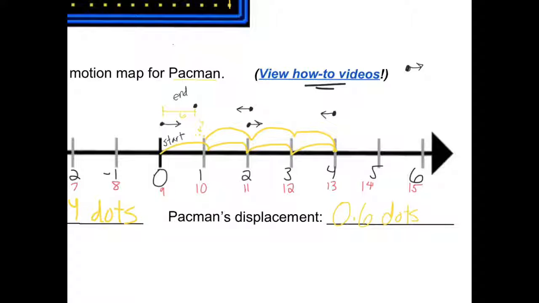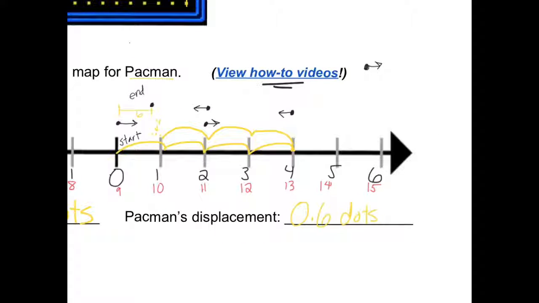Now you need a little bit more to your answer. If Pac-Man is 0.6 dots away from where he started, he could be anywhere within a radius of that start. We need to indicate a direction then. He is 0.6 dots to the right of where he started.